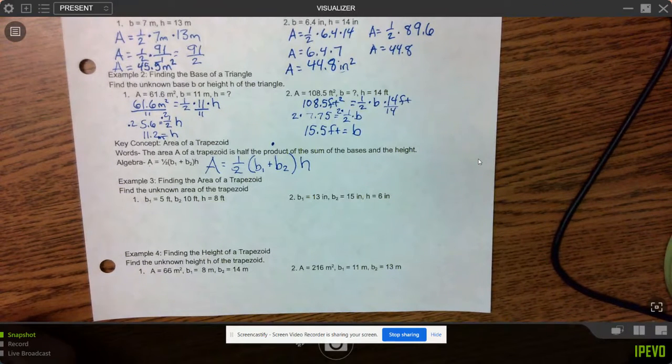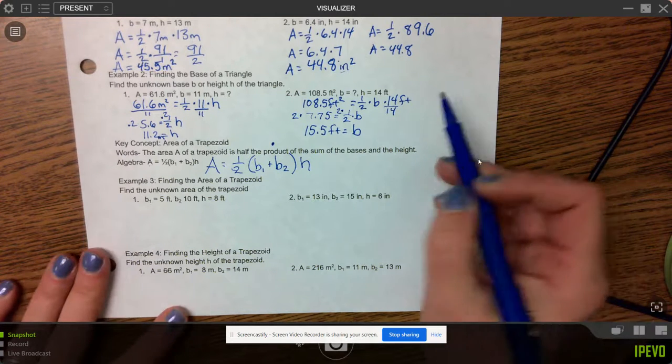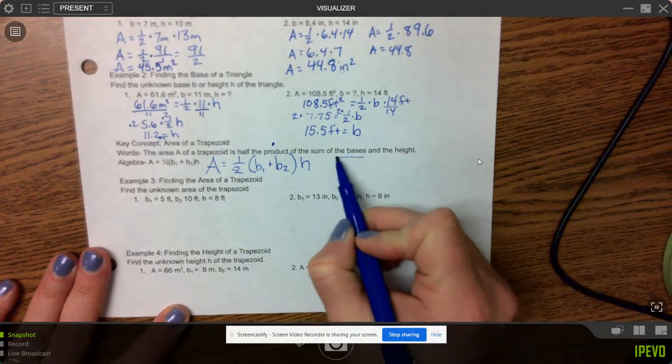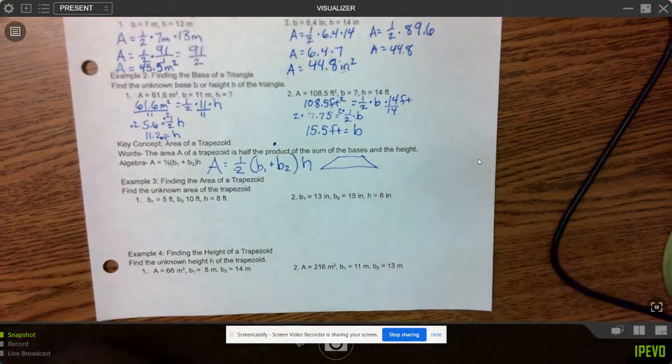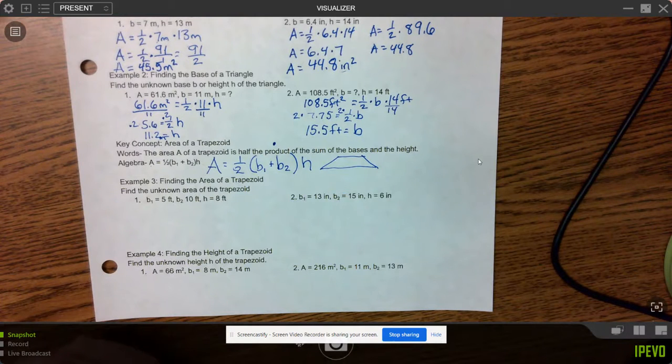So it's like a triangle, and it's 1/2 of base times height, but our base is the 2 lines instead of just 1. So we only have one extra step for the trapezoid. We have to add the 2 bases together instead of just using one base like the triangle. Because our trapezoid, remember, is bigger than a triangle. So we have that extra step of adding those 2 bases together.